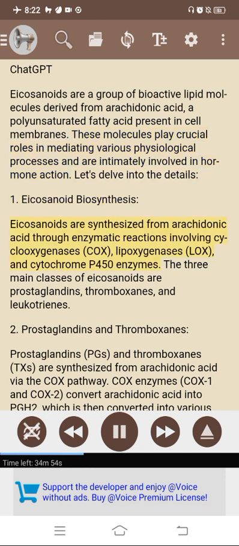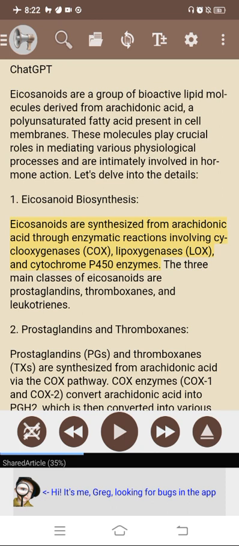1. Eicosanoid biosynthesis. Eicosanoids are synthesized from arachidonic acid through enzymatic reactions involving cyclooxygenases, COX, lipoxygenases, LOX, and cytochrome P450 enzymes. The three main classes of eicosanoids are prostaglandins, thromboxanes, and leukotrienes.